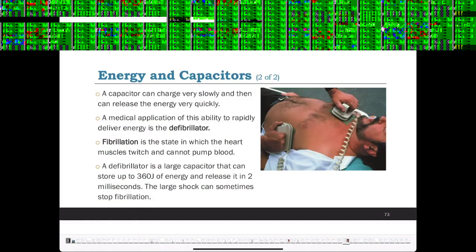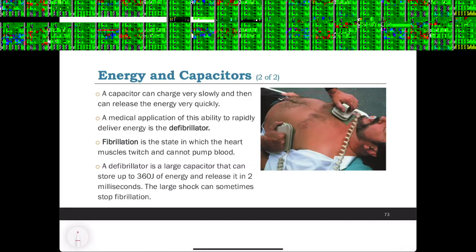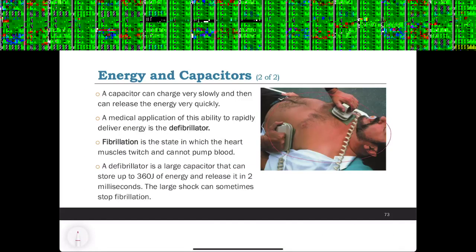Okay, let's continue to talk about energy and capacitors. A capacitor can charge very slowly and then release the energy very quickly. This is an example. I think we saw this before in a TV series or some video. A medical application of this ability to rapidly deliver energy is the defibrillator.